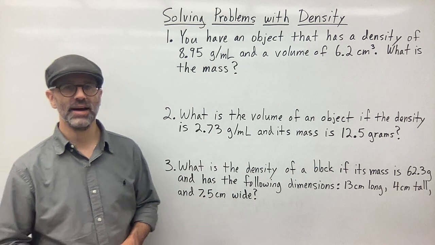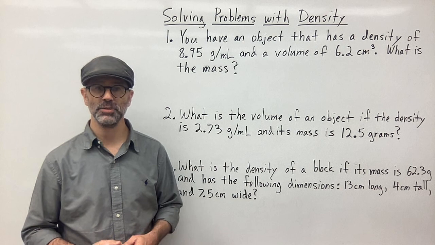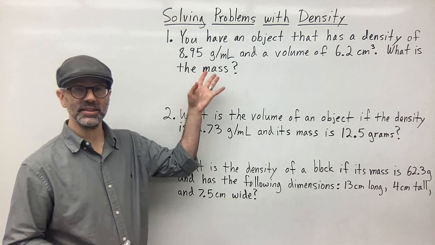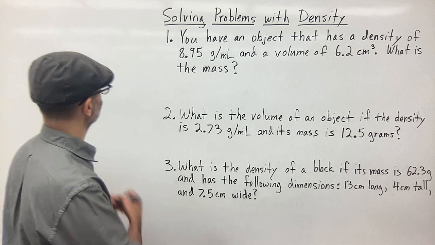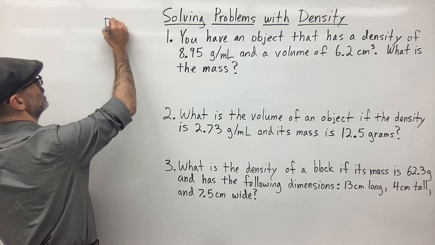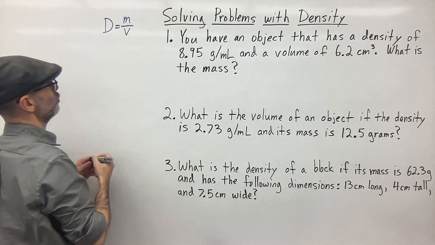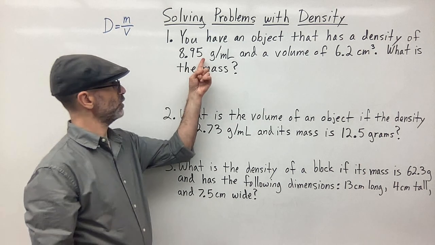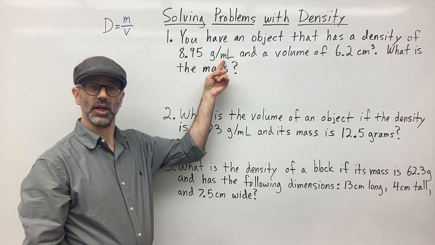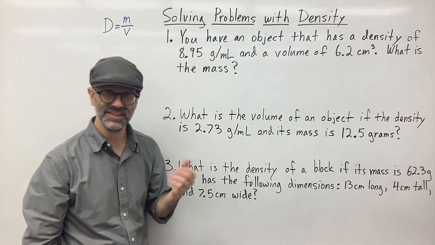Here you have an object that has a density of 8.95 grams per milliliter. You know this is density because density is mass over volume. If you write the formula, I'll write it up here: density is equal to mass over volume. You can see the units are a mass unit of grams and a volume unit of milliliters. So grams over milliliters is density.